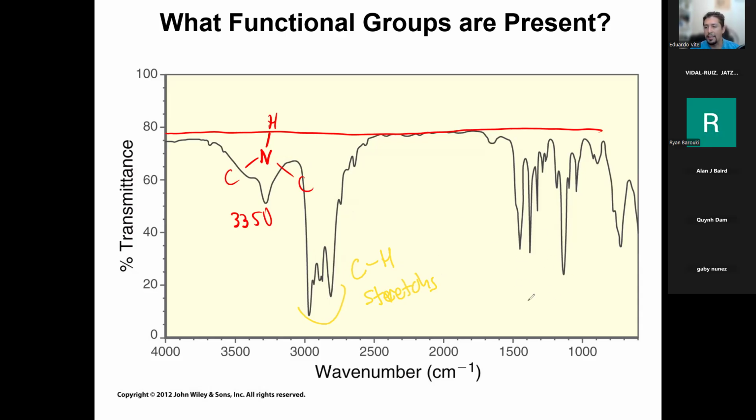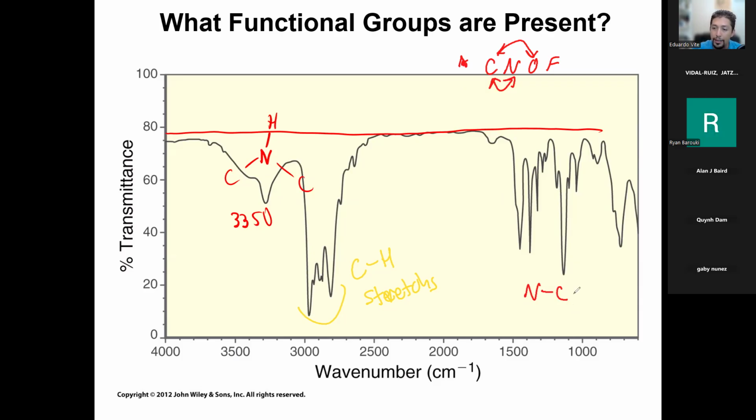What about over here? Can we see anything else? Well, this is one of those interesting cases where you actually can make one more assignment. If you have a secondary amine, you have two nitrogen carbon bonds. And if you remember, it's carbon, nitrogen, oxygen, fluorine, right? Carbon oxygen is very similar to carbon nitrogen in terms of polarity, in terms of strength. So if you can find carbon oxygen bonds around 1100, you can probably find carbon nitrogen bonds around the same region, right? You look for a strongish signal.